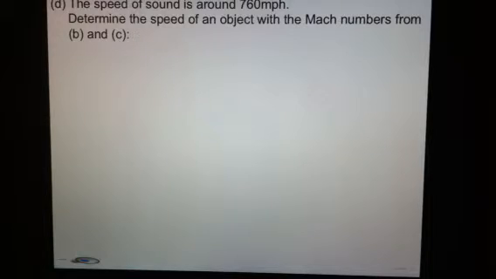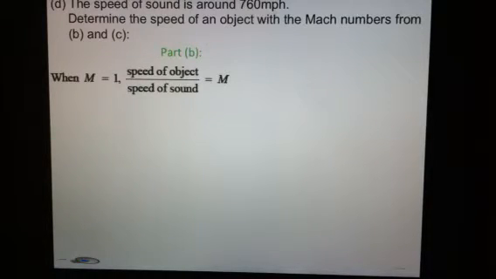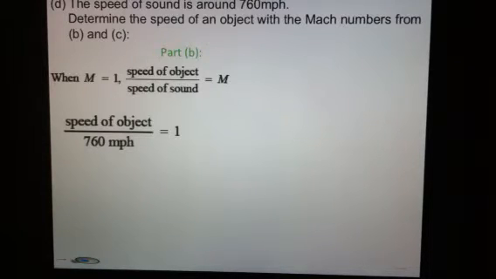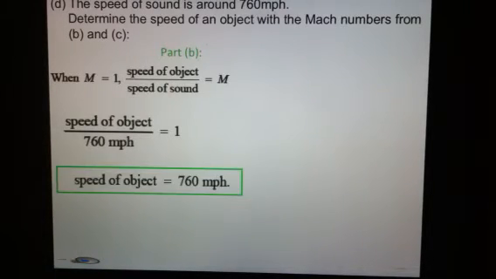Part D. The speed of sound is around 760 miles per hour. Determine the speed of an object with the Mach numbers from B and C. For Part B, we know that when m is equal to 1, the speed of the object over the speed of sound is equal to m. From this, we can derive this formula: the speed of the object over 760 miles per hour is equal to 1. After multiplying both sides by 760, we find that the speed of the object is equal to 760 miles per hour. Now for Part C.